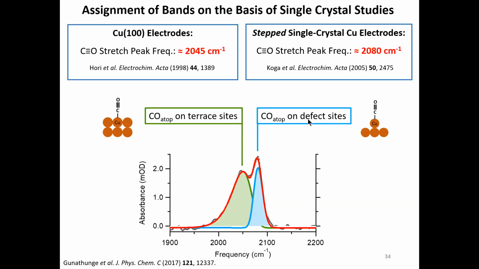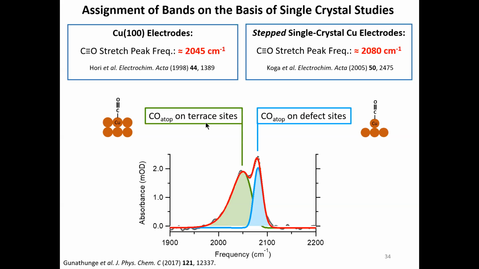Now, it is important to note that even though we can confidently assign the band at 2045 wave numbers to CO atop on terrace sites, we cannot distinguish between CO atop bound to 100 facets or 111 facets on the basis of the peak frequency alone. Why is that the case? That is the case because the CO stretch frequency of an atop bound CO on copper 100 and 111 are essentially identical.